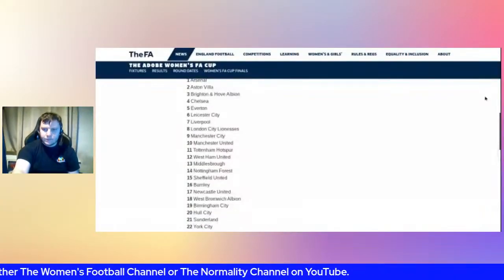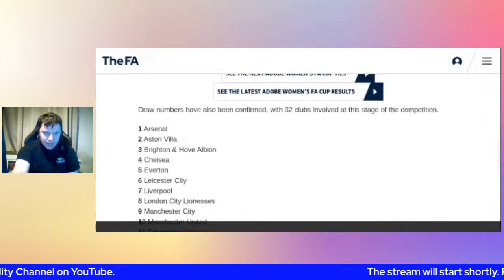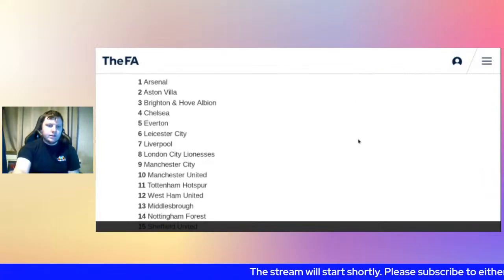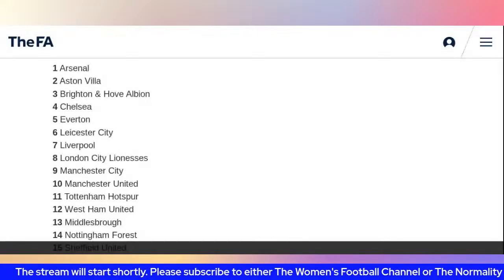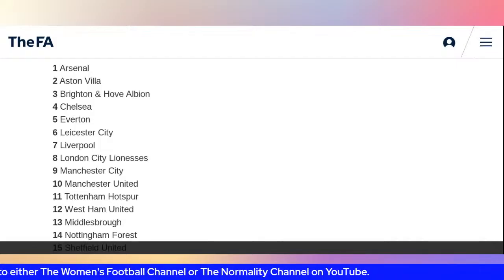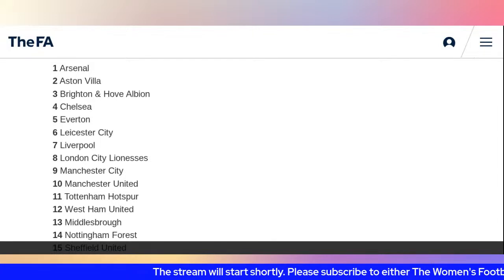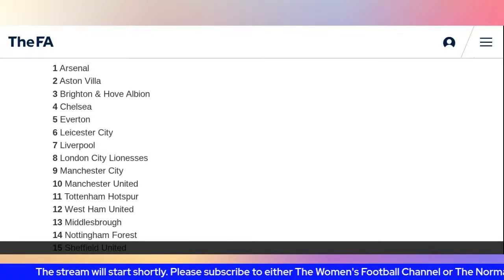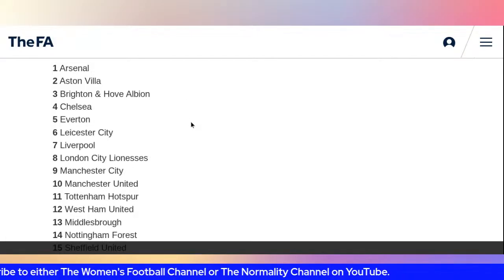There it is. The draw numbers have now been confirmed. Watch out for these, they could be crucial. Number 1 is Arsenal. Number 2 is Aston Villa. Number 3 is Brighton. Number 4 is Chelsea. Number 5 is Everton. Number 6 is Leicester City. Number 7 is Liverpool. Number 8 is London City Lionesses. Number 9 is Manchester City. Number 10 is Manchester United. Number 11 is Tottenham Hotspur. Number 12 is West Ham United.